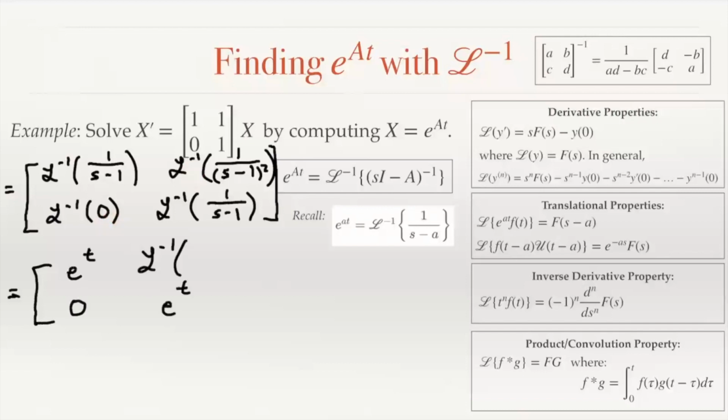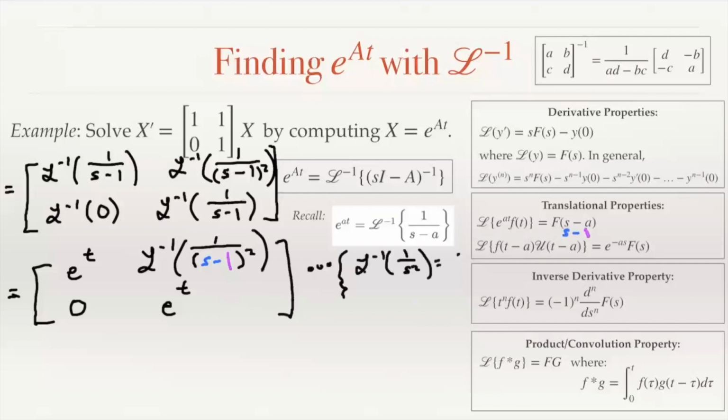And for inverse Laplace of 1 over s minus 1 all squared, that looks like a translation. Specifically, 1 over s minus 1 all squared looks like an f of s minus a. So our thought bubble is, what was the inverse Laplace of 1 over s squared? Well, that was t. So therefore, inverse Laplace of 1 over s minus 1 squared will be t times e to the 1 times t.